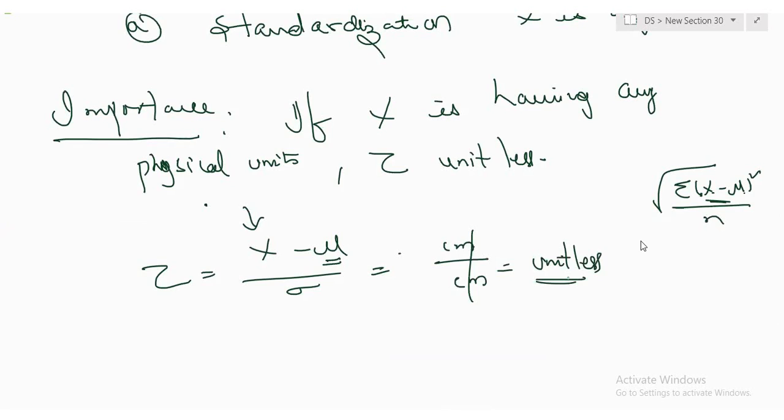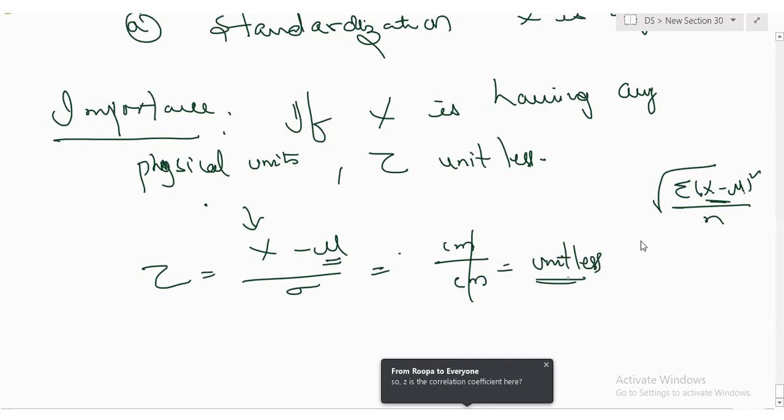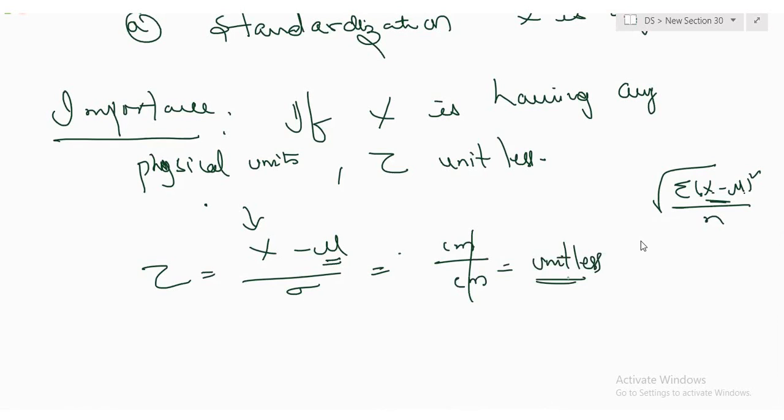Very, very important. If X follows the normal, still it is unitless. If X is not following the normal, still it is unitless. Z is always unitless. That's why it is called standardizing. No units, always it is going to have mean as 0 and standard deviation as 1. Very important property. All clear, guys?